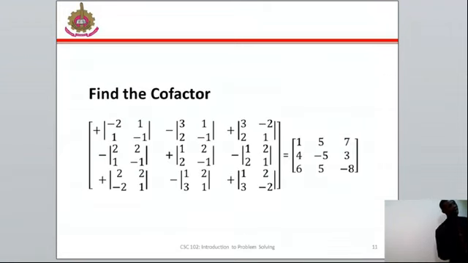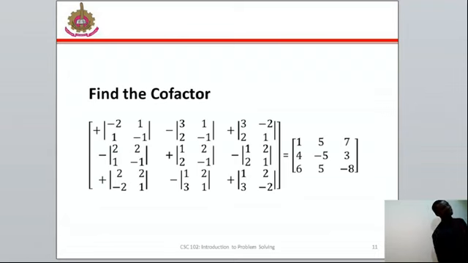You are going to have 1 for the first element, as we did now, 5 for the second element, 7 for the third element, 4 for the first element in the second row, -5 for the second element in the second row, and 3 for the last element in the second row, while you have different values for the third row. It means you have obtained your cofactor and your minor.